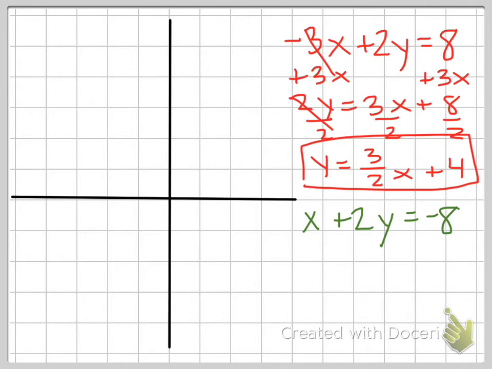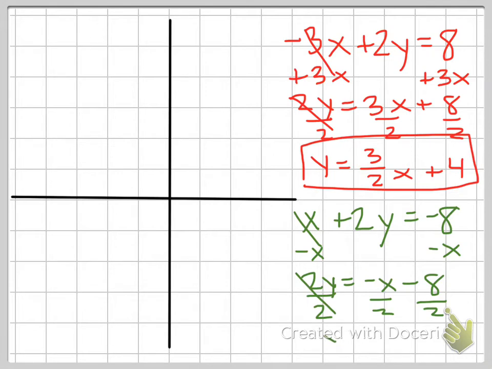Now let's solve the second one. So we're going to subtract the x over. And I get 2y equals -x minus 8. And again, now we divide everything by 2. So I get y equals -1/2 x minus 4. And again, I'm just going to box that off so I know what equation we are graphing.